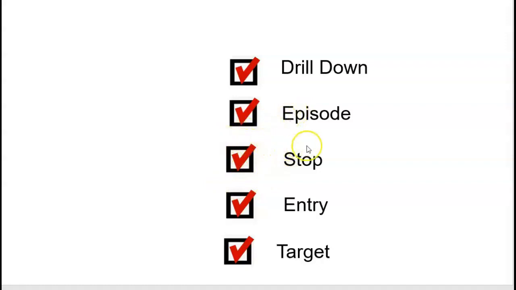Once we establish the trade and it's put on, we set our target at an Amazing Trader ladder line. And that's it. That's the AT checklist. And that's how you put on a trade using the Amazing Trader.